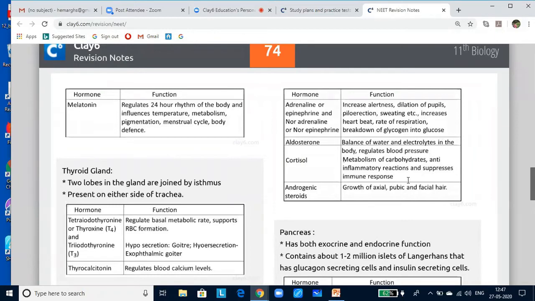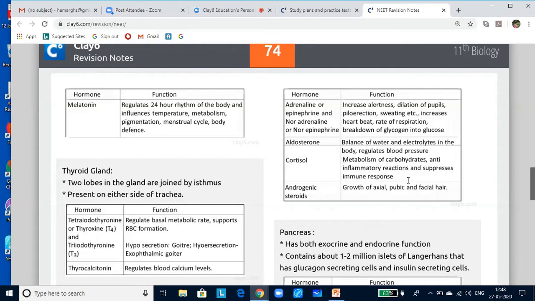It is a neurosecretory transducer and secretes hormones in response to nervous activity. The main hormone it secretes is melatonin. This melatonin is responsible for the 24-hour rhythm of the body, and it influences temperature, metabolism, pigmentation, menstrual cycle, and body defense. Because of melatonin only, when it is sunset, in the evening times you start feeling sleepy, and naturally at night you feel sleepy because this hormone is secreted in the dark.